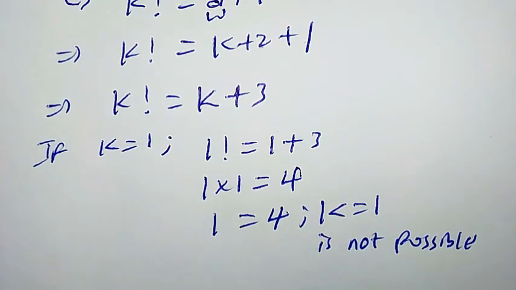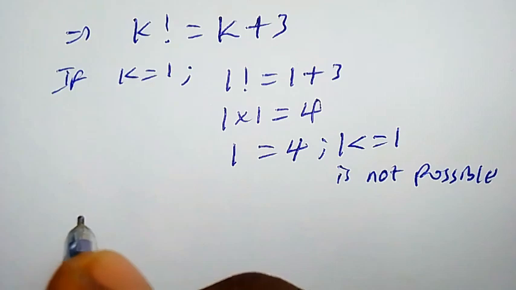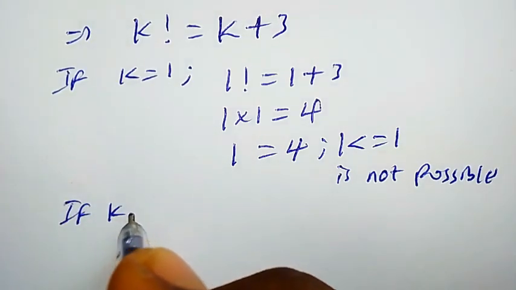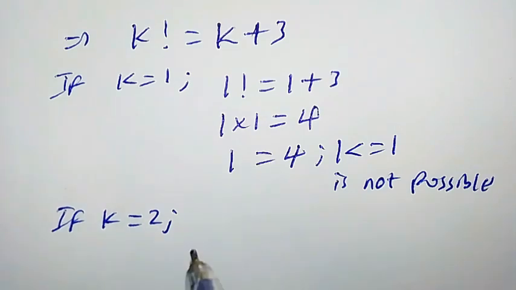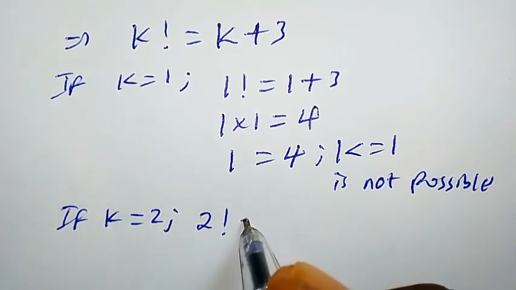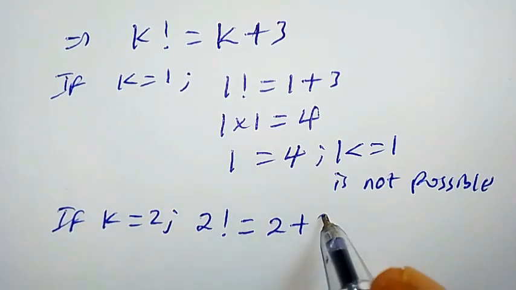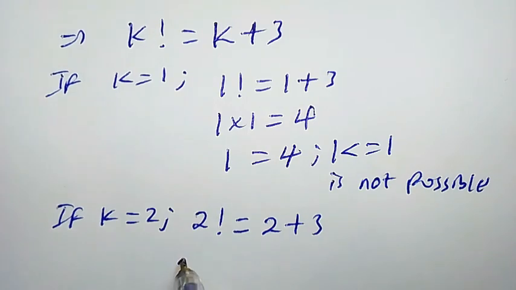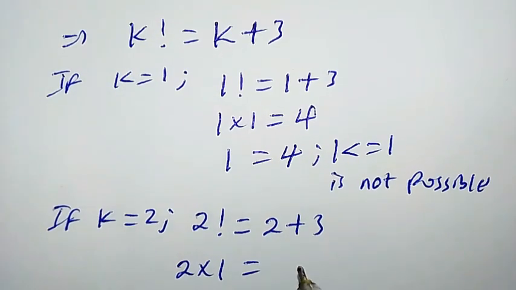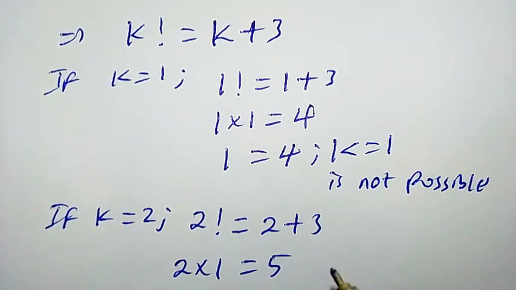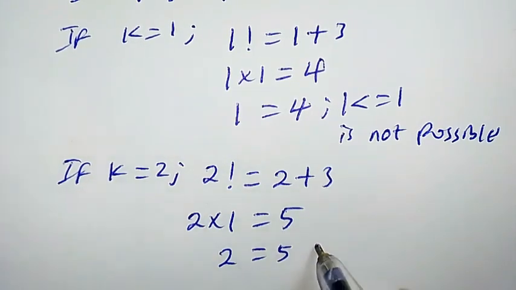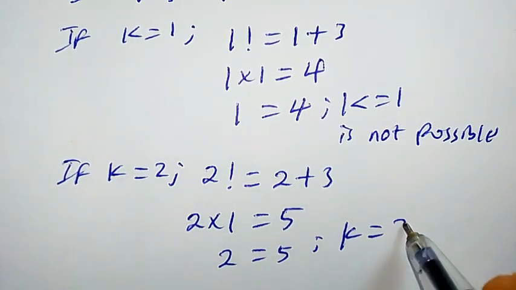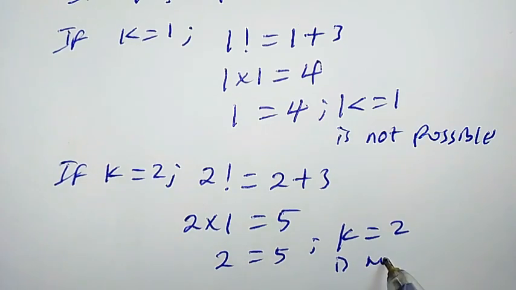Let us test for when k equals 2. If k is equal to 2, this becomes 2 factorial equal to 2 plus 3. 2 factorial, that is 2 times 1, equal to 2 plus 3, that is 5. 2 times 1, that is 2, equals 5. That means k equals 2 is not possible.